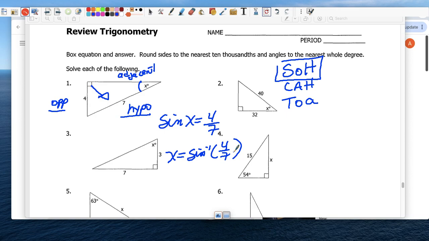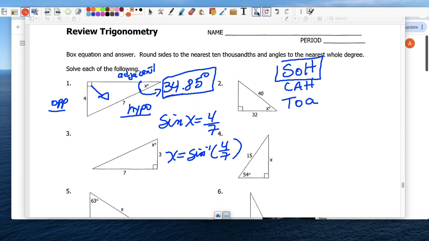Shoot. 4 over 7. Oops. And you get 34. So x, the degrees here, rounded to the whole degree, but on your test I actually want you to round to the nearest hundredths. So if you wrote 35 for now, that's fine too. Okay. And again, when I upload this file, you'll see the answers in the back.